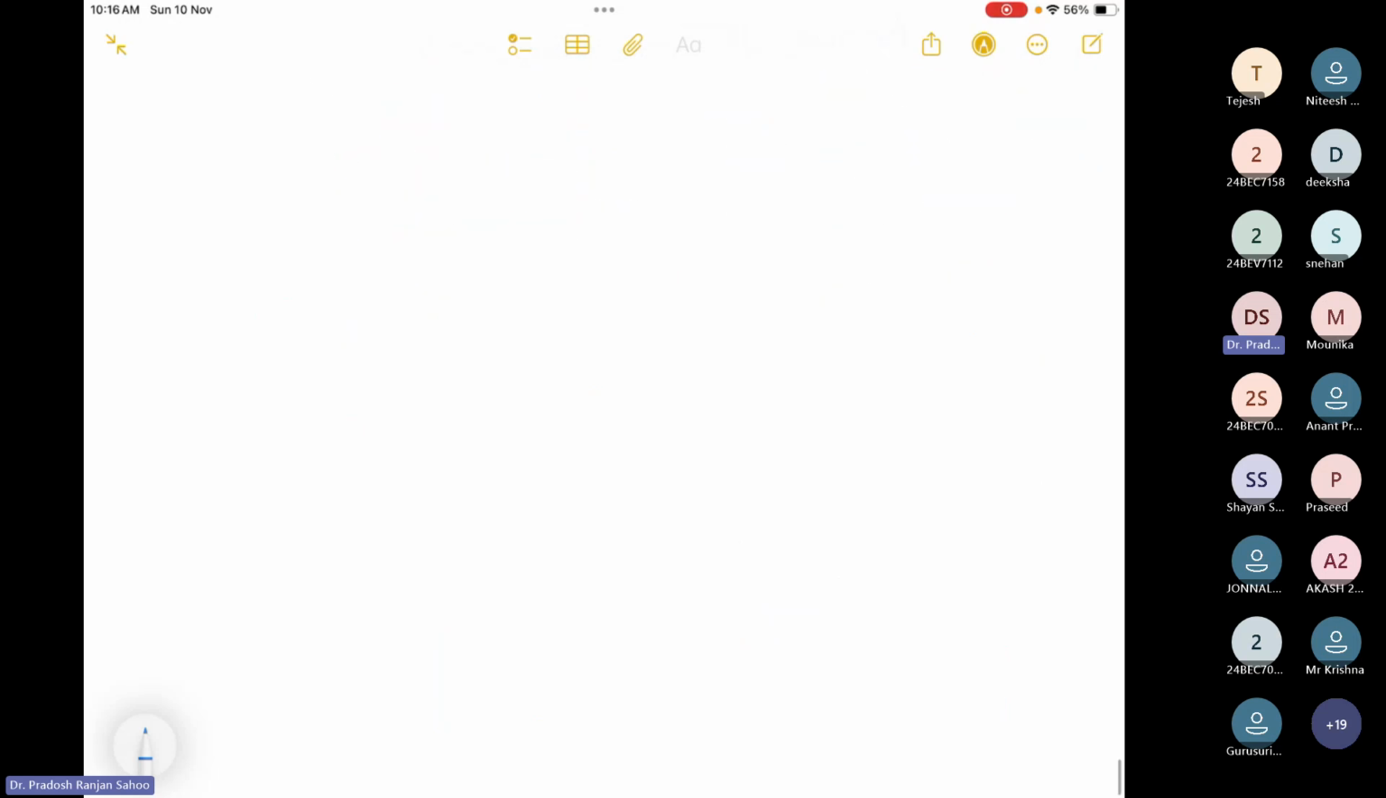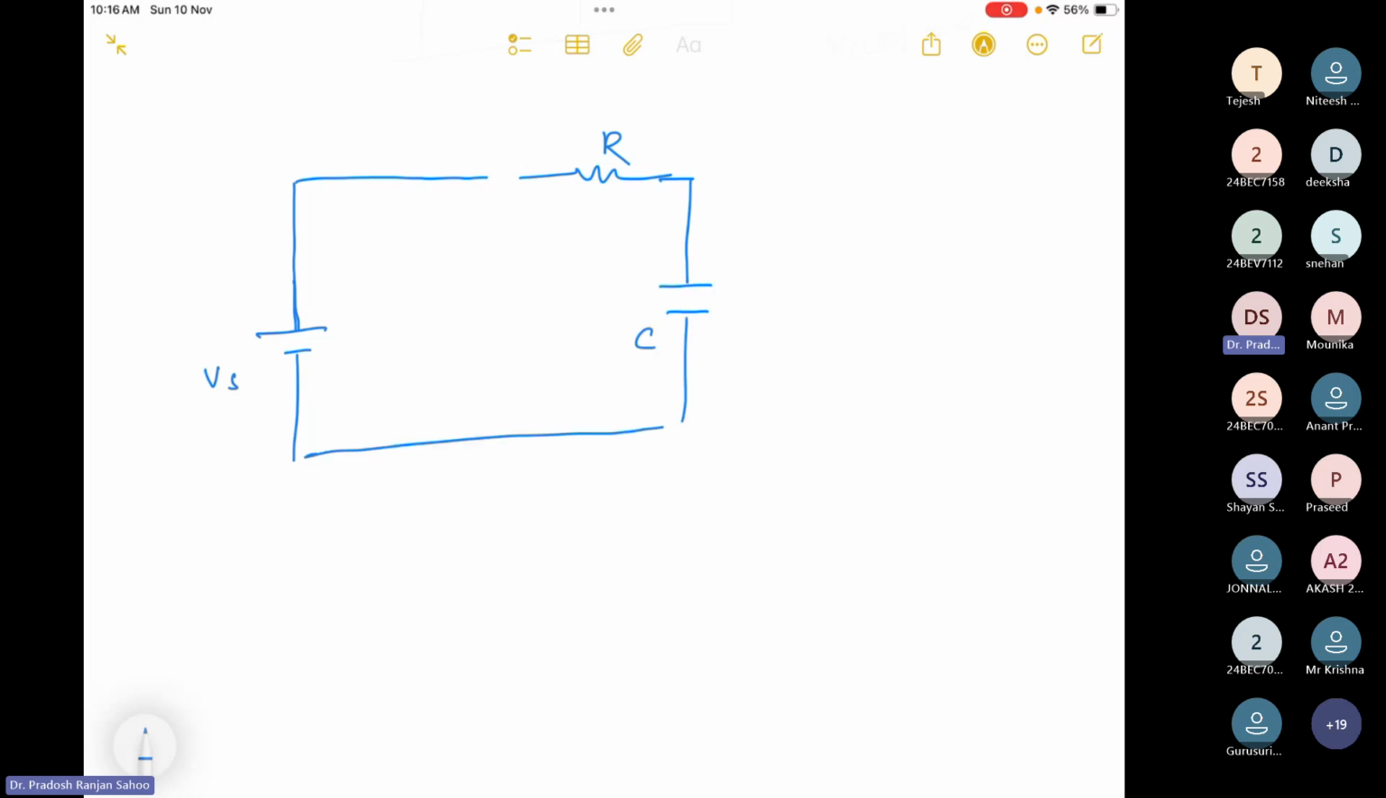Now another type of circuit I want to design here. This is your battery Vs, this is your R, this is the switch, and the capacitor C here. Let the voltage across the capacitor be Vc. There is a switch here, which is going to be closed at t equal to 0. But there is an assumption that some voltage is stored in the capacitor initially.